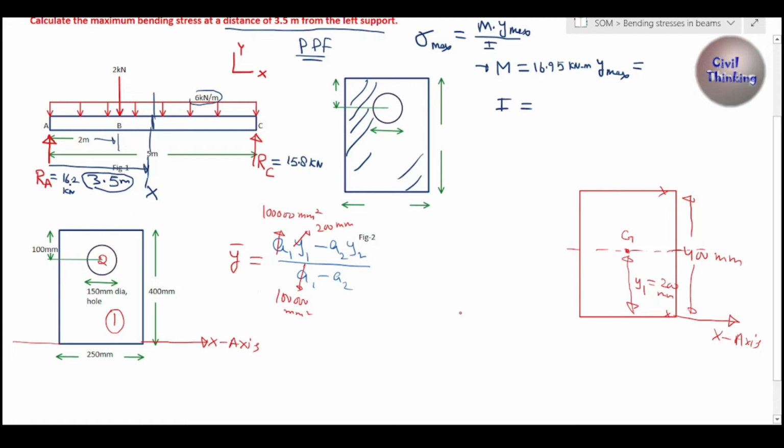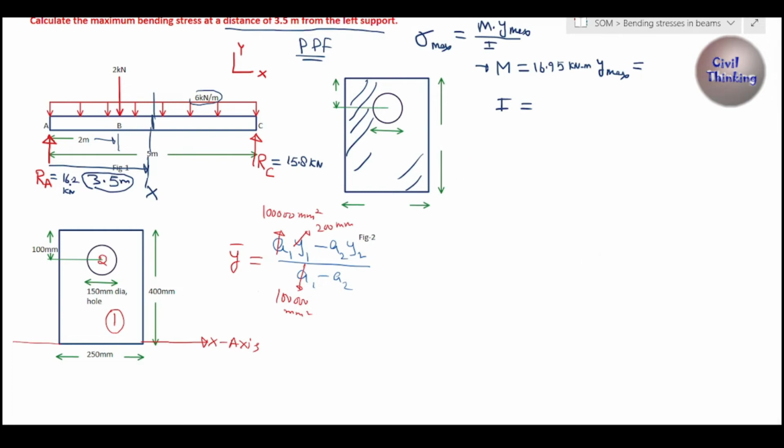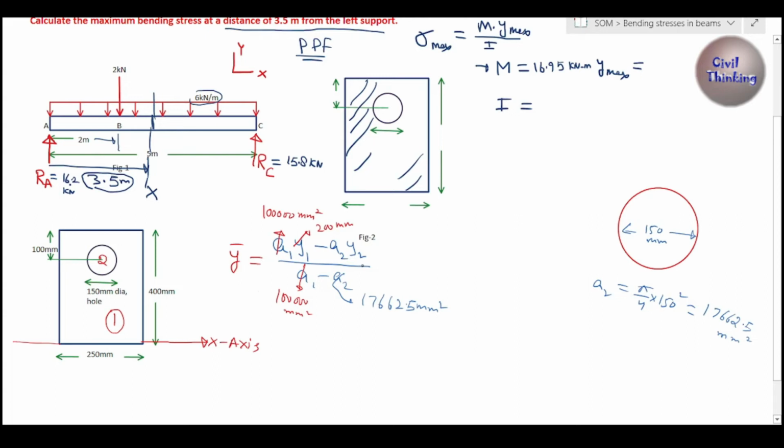Now let's talk about element 2. Let me draw the element. This is our element 2, right? A2 is the area of this element. We know the area of a circle. The diameter is given here, 150 mm, right? This is the diameter. So what is the area? A2 is going to be pi by 4 d square. Dia is 150, right? 150 square. How much is it? 17662.5 millimeter square.